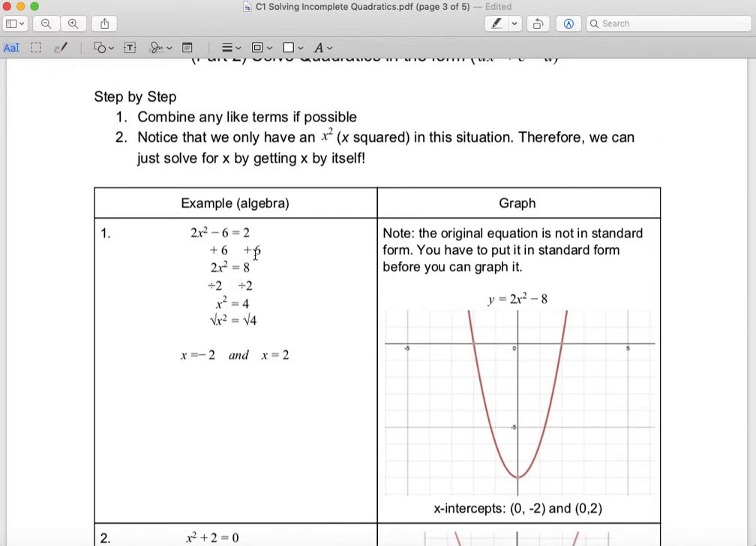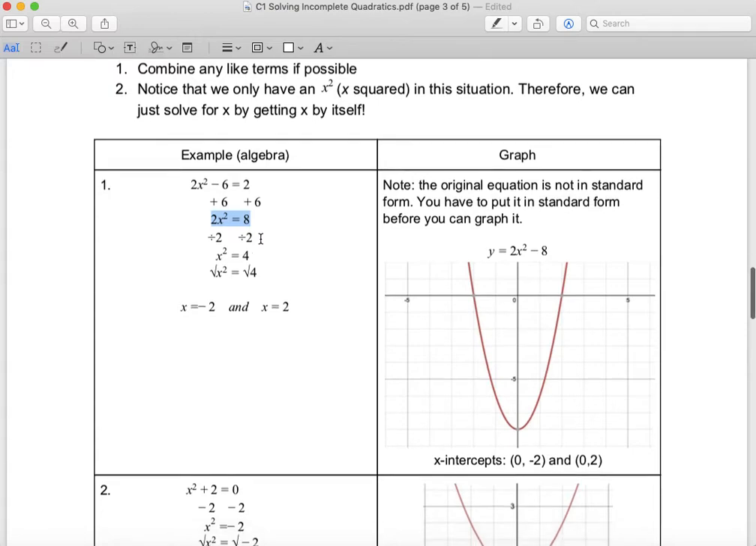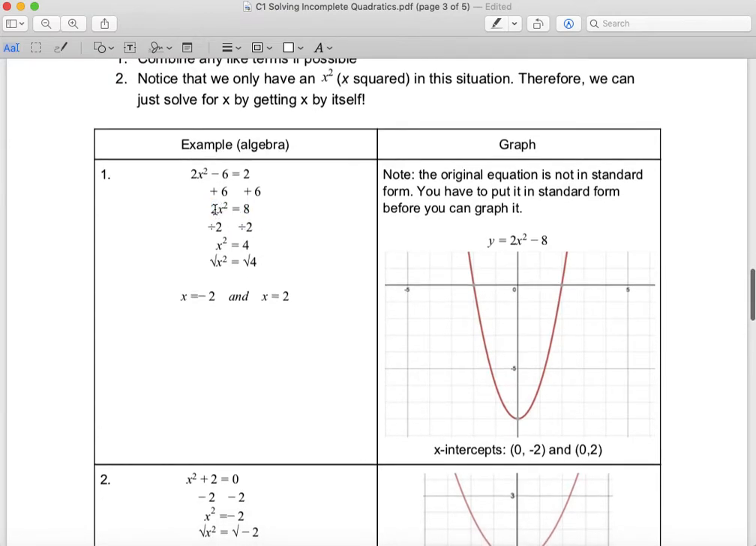So 2 plus 6 gives me 8, and I'm left with 2x squared on the left side. 2x squared equals 8. Divide both sides by 2. They cancel out right there, and then 8 divided by 2 gives me 4. So I'm left with x squared equals 4. How do I undo something that's being squared? Well, I take the square root of both sides, and I'm left with x equals the square root of 4.